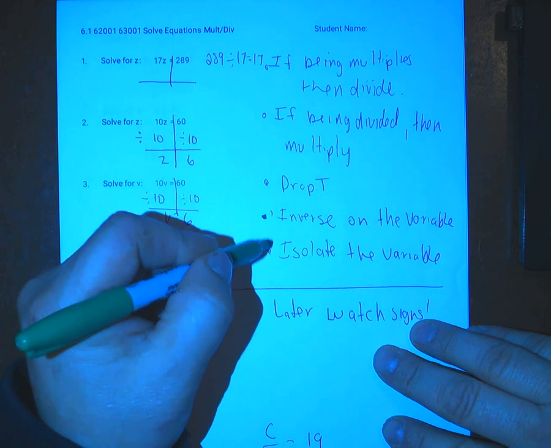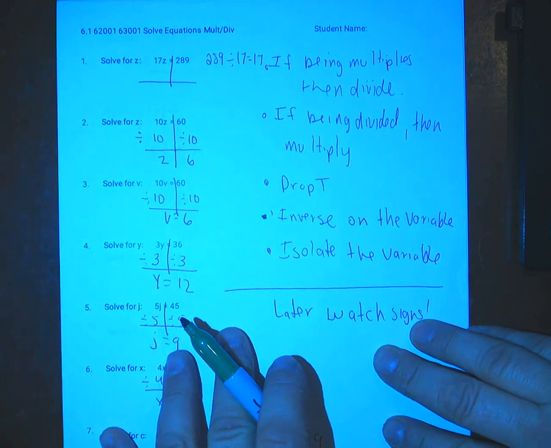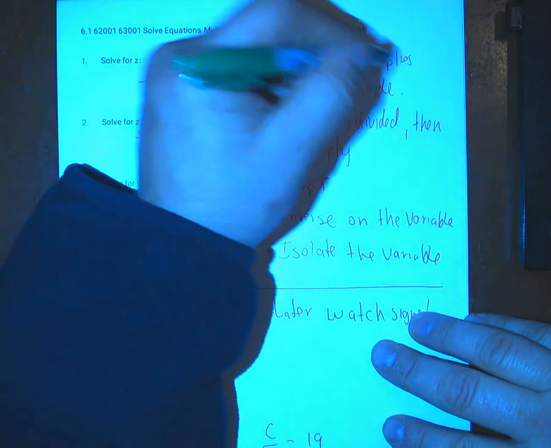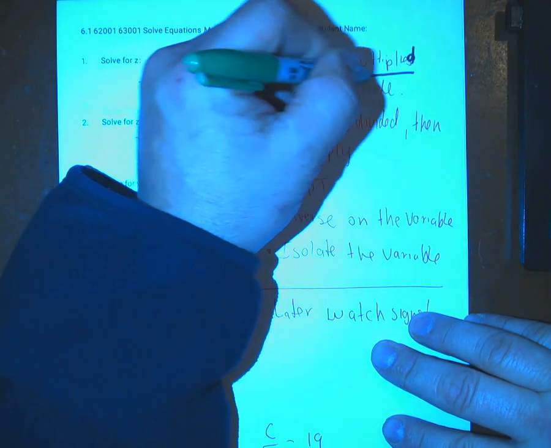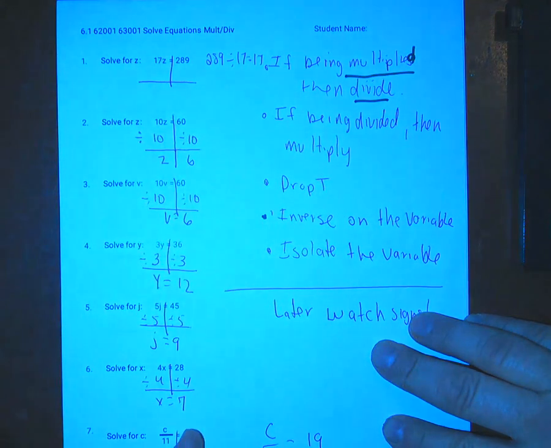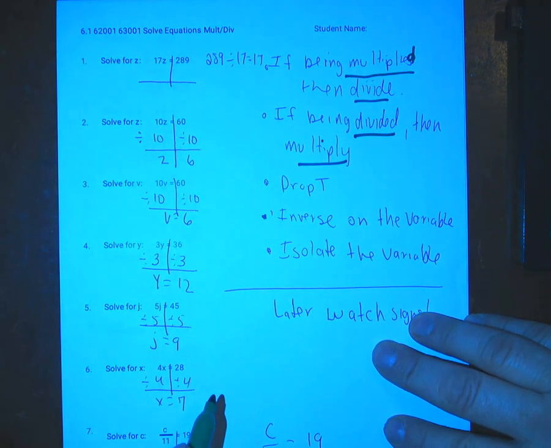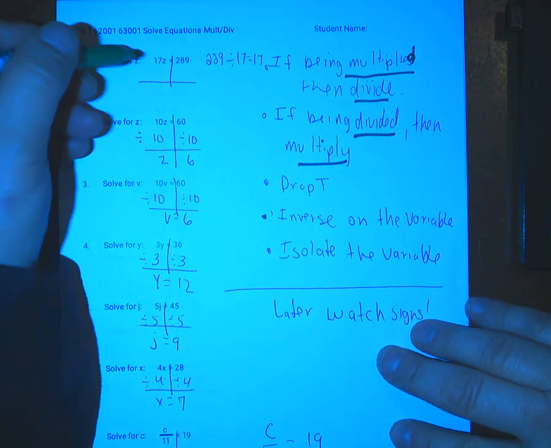We sort of want to have an understanding of how our answer fits in as well. The key here is if it's being multiplied, then we divide to answer it. If the variable is being divided, then we multiply both sides. Okay, so let's take a look at this.